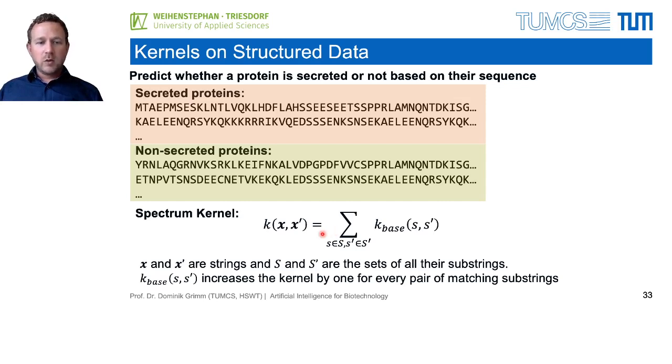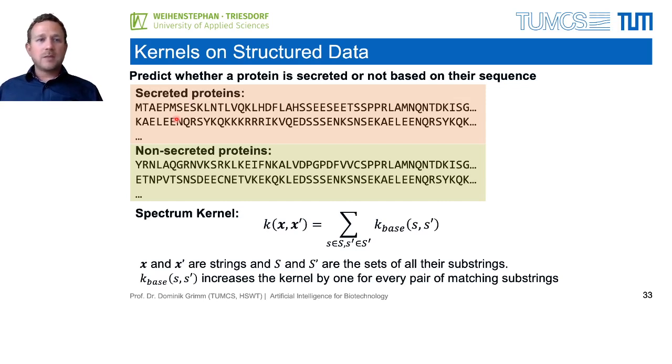And what this kernel is doing is then, this function increases by 1 for every pair of matching substrings. So if I find here a substring, and if I find here a substring and they match, they're exactly the same, I increase the counter by 1. So what we get then is a similarity measure between all the different strings in our data set, and it tells me how similar specific strings are to others. And then this spectrum kernel could be used to do classification based on strings.